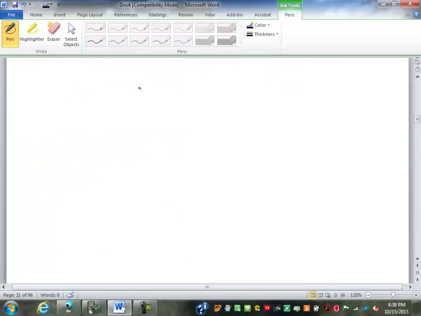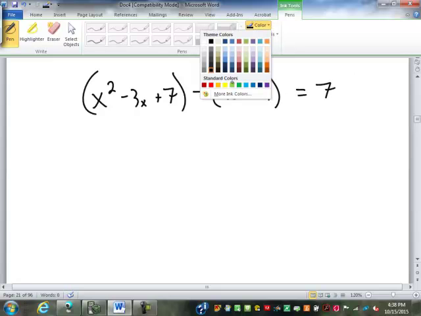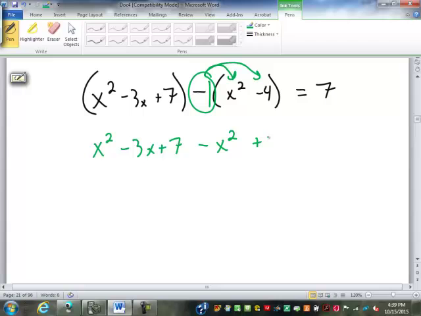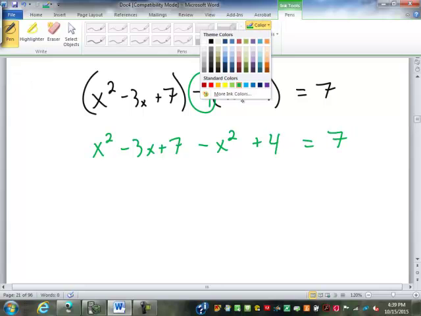A slightly different version of that would look like this. So here we have the parentheses. Now the first set of parentheses has nothing to do there. So that's just x squared minus 3x plus 7. There's nothing to do there. Second set of parentheses, distribute the negative 1. So negative 1 times x squared is negative x squared, or negative 1x squared if you want to put it that way. Negative 1 times negative 4, positive 4. Still equals 7. Then what?